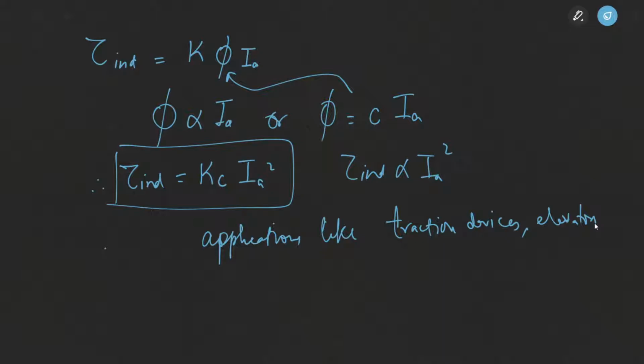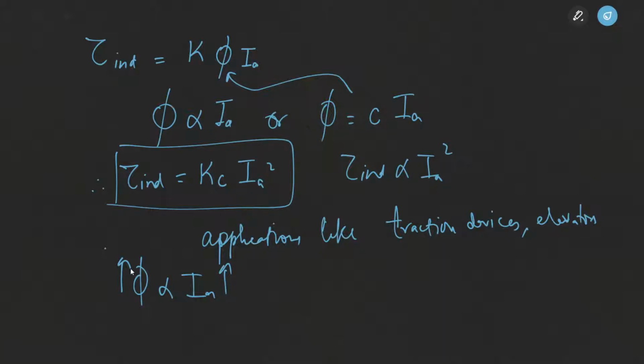And what else can we deduce in a DC series motor? Now, since flux in a DC motor is proportional to armature current, as the load on the system increases, if we increase the load on a DC series motor, the current drawn by the system will be more. That means armature current IA will rise. So if IA rises, in a DC series motor the flux will also increase.